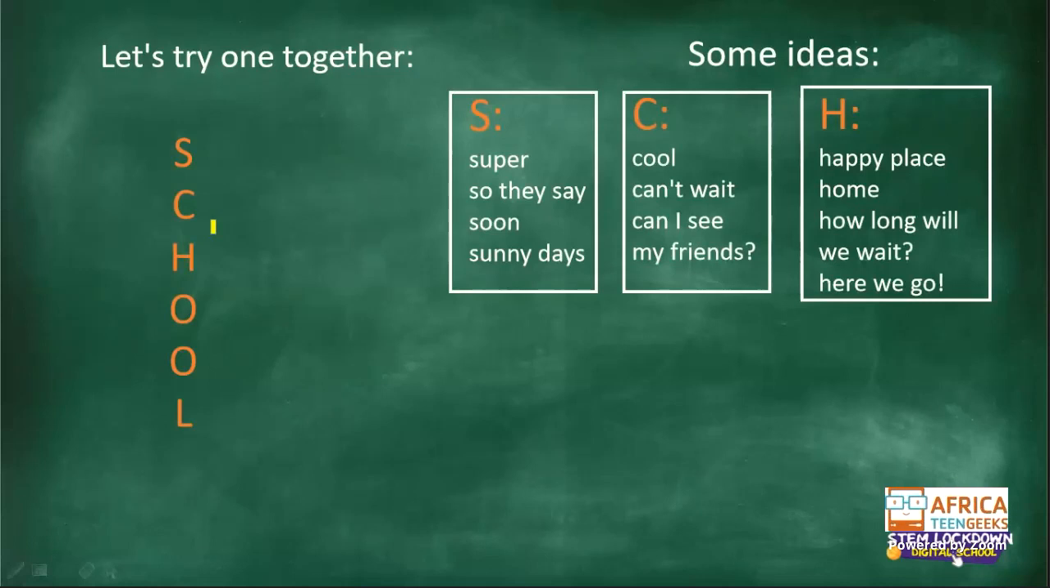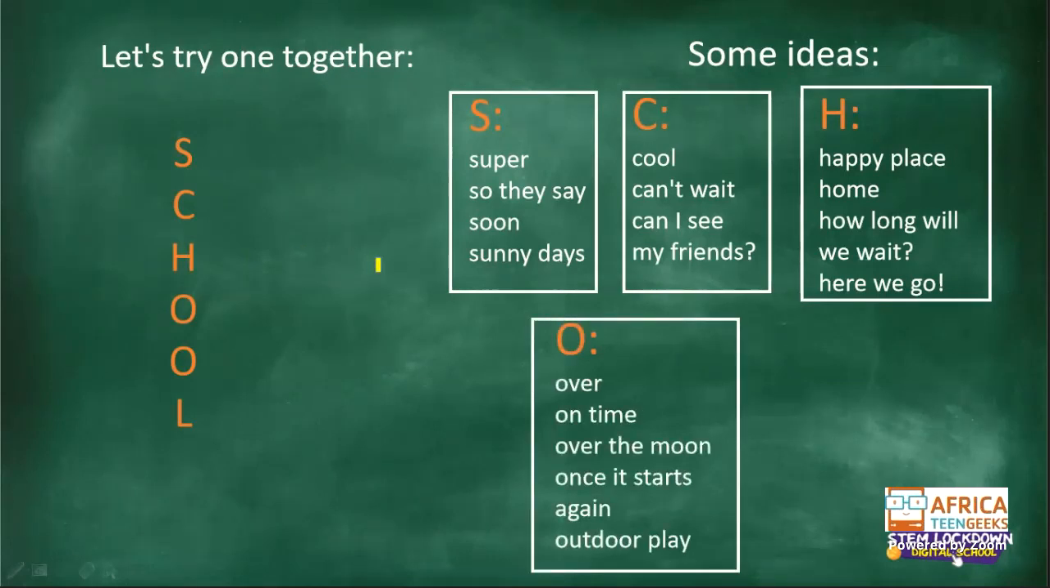Okay. Oma. There's another one. Oma. Good. Octopus. Good, because you will learn about that in school. Right. Let's quickly see what other O words I came up with. I used, oh yes, and OPA as well. Thank you, Rowan. Over, on time, over the moon, once it starts again, and outdoor play.